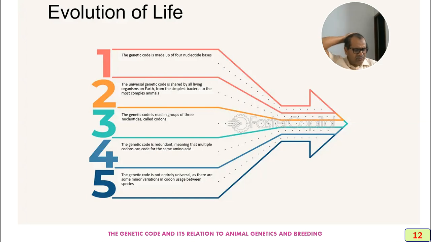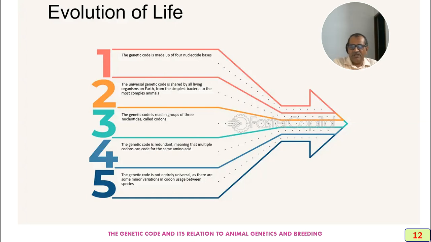So the evolution of life itself took place a long time back, about 65 million years ago, and somebody said that it is more than that also. But the genetic code, usually starting from the beginning, has not changed. Usually adenine, thymine, guanine, and cytosine, the same thing, whereas in the case of RNA, it is uracil instead of thymine. Then the universal genetic code is shared by all living organisms on this earth. Even with viruses, there are DNA and RNA viruses.